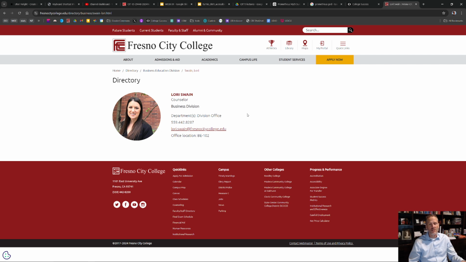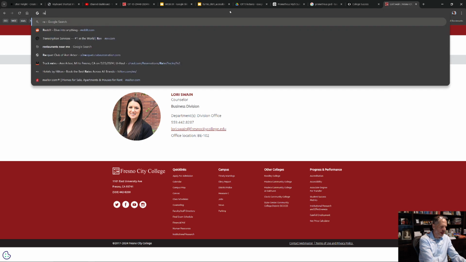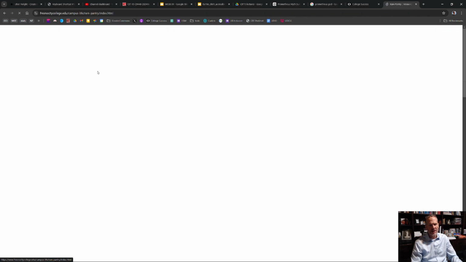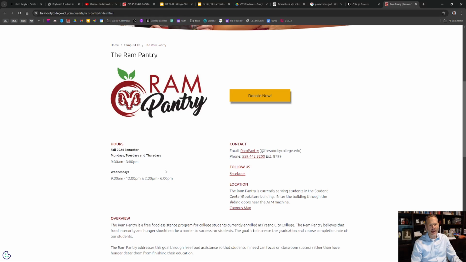There's a lot of other great resources on campus which you could take advantage of, and they will help you. So there's the RAM Pantry, and so if you just search for RAM Pantry, Fresno City College, it's a grocery store on campus where everything is free, and here are the hours, so you can check that out. And you don't have to be financially in need to use it at all. And if it saves you $100-200 a week on groceries, that's money you could spend to hire a babysitter or to hire a gardener so you could spend more time on your studies. It's supported by the community to help students succeed. So make sure you check out this free grocery store on campus.